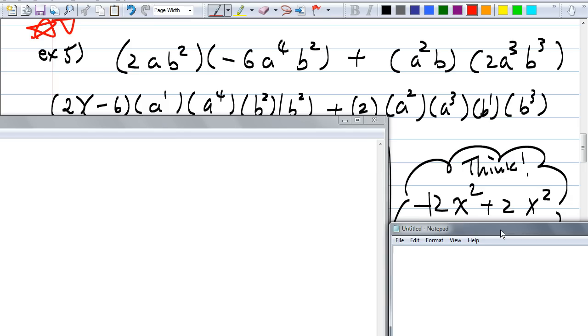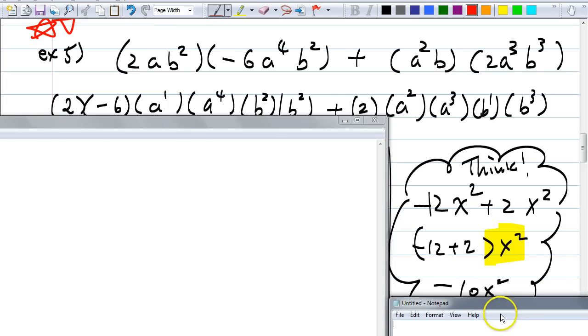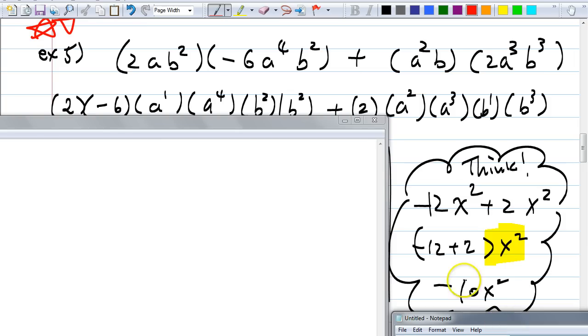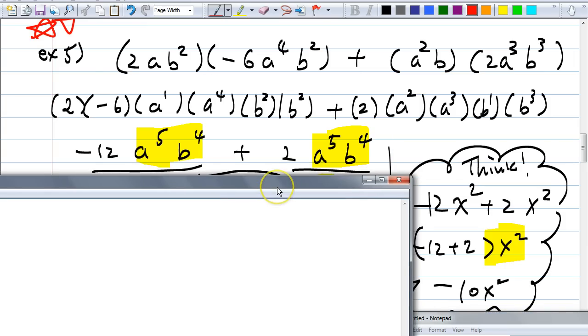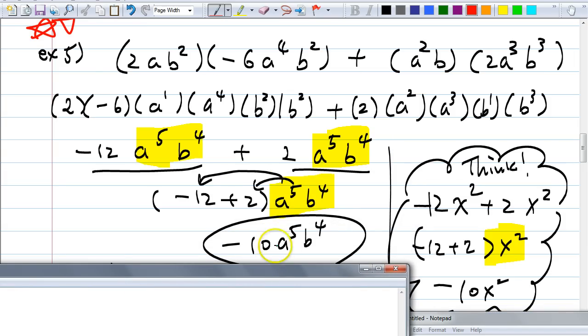Is it negative 10x to the fourth? No. Some of you are thinking that you just get negative 10x squared, right? So that's why, look, when you're adding these like terms, do you get negative 10a to the 10th, b to the 8th? Do you add the exponents here, guys? No. Do you see why I told you that it's a good idea to use the distributive property backwards here? If you did that, you will see, Carolyn, that you don't get a to the 10th, b to the 8th.